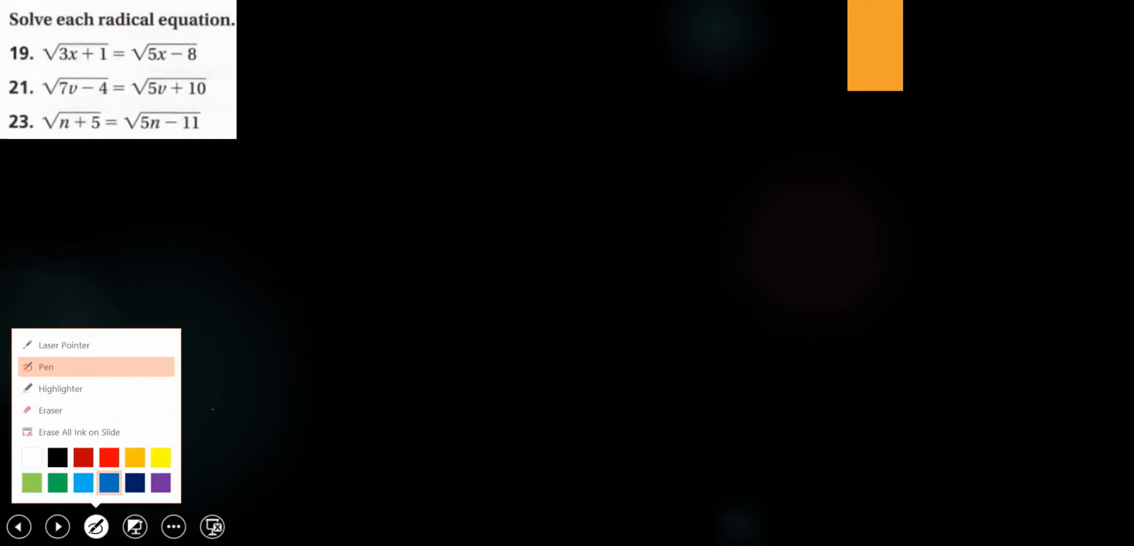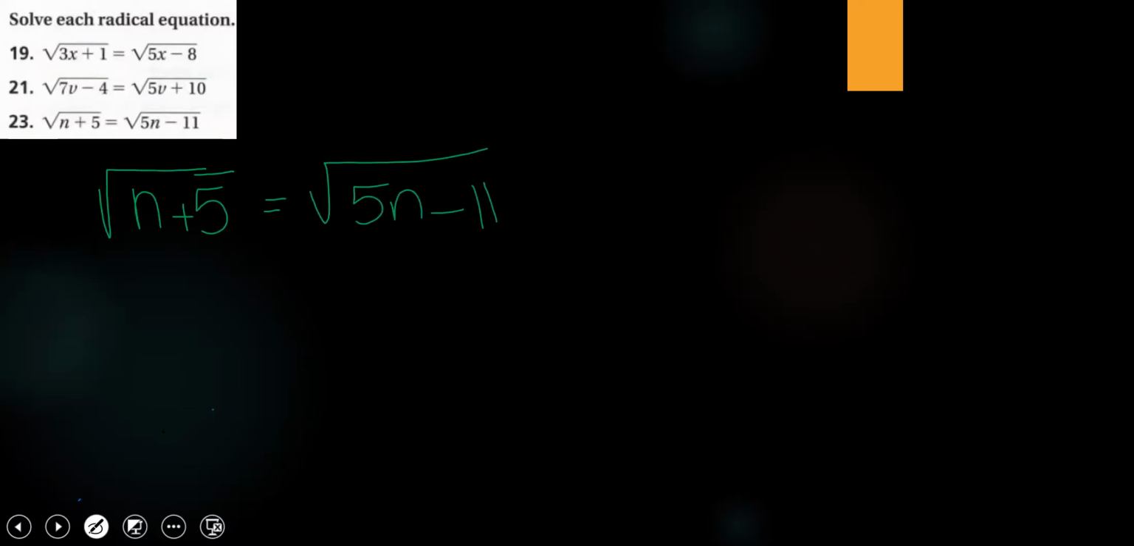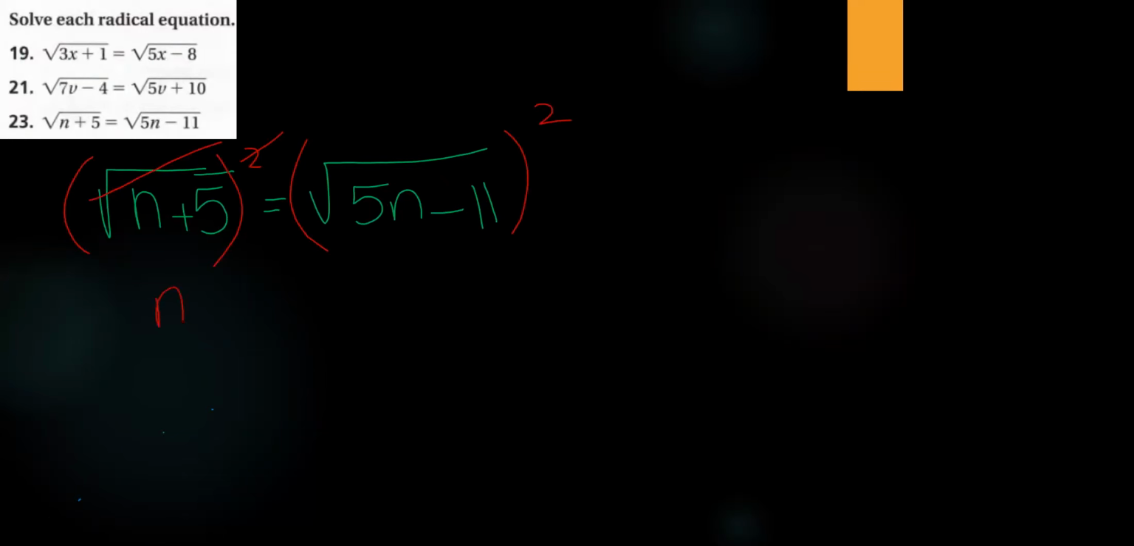Teacher, let's solve 23. Number 23: square root of n plus 5 equals square root of 5n minus 11. What do we have to do at the first step? Remove the square, then the square cancels the square root. So what do we have? n plus 5 equals 5n minus 11.